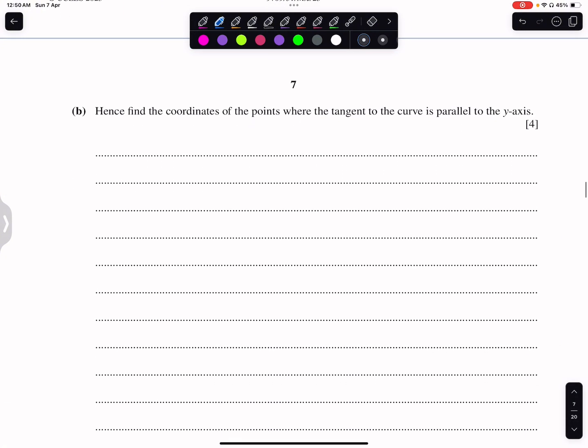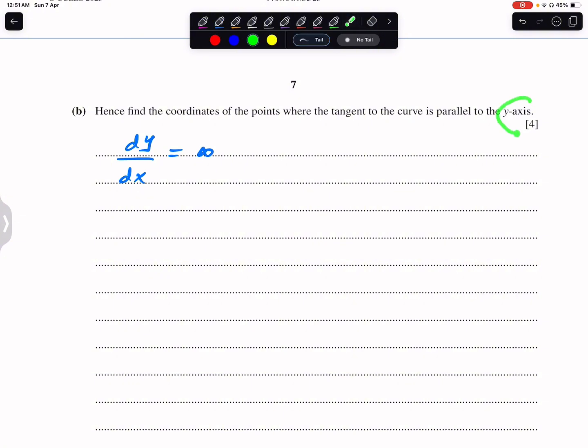The next part is: hence find the coordinates of the points where the tangent to the curve is parallel to the y-axis. Students, you know that if the tangent is parallel to the y-axis, then its gradient will be infinity. Any line which is parallel to the y-axis, meaning any vertical line, has gradient infinity. And we will be writing infinity as 1 over 0 here. Okay. So instead of infinity, we will write 1 over 0.